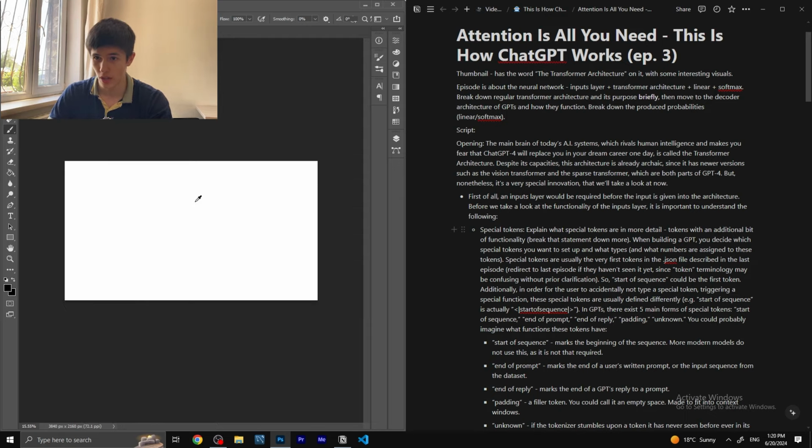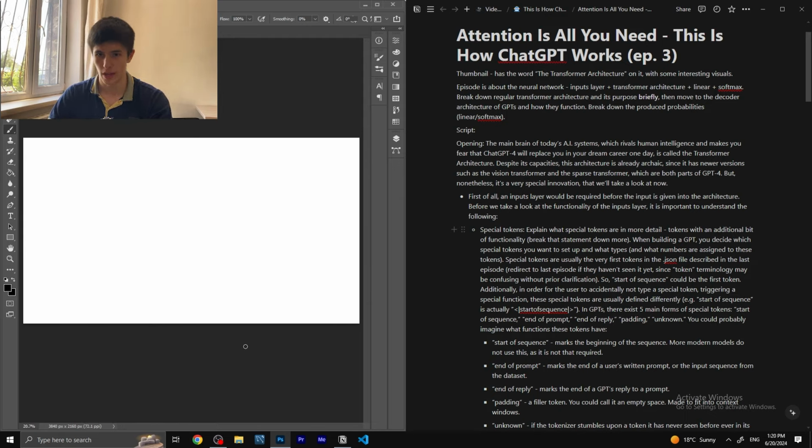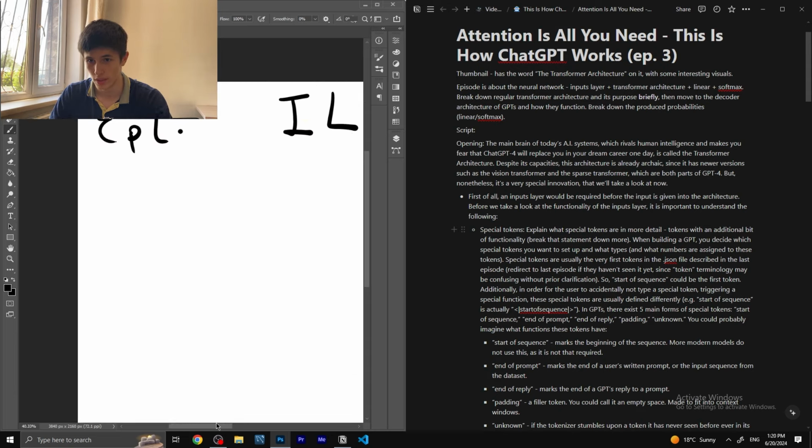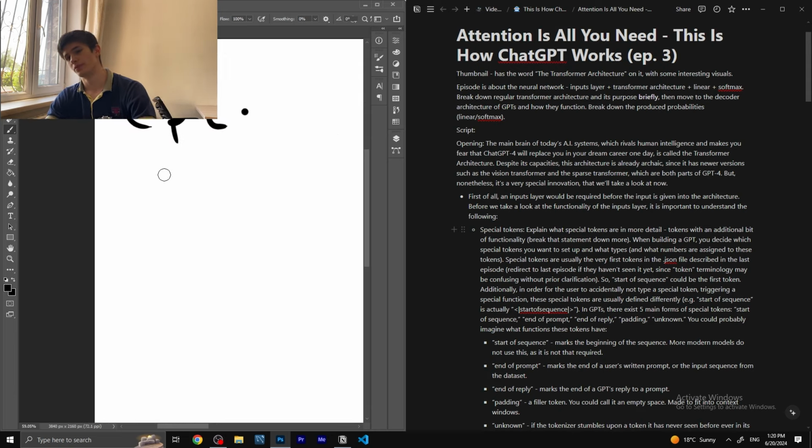Essentially, I will break this little notepad into 3 sections. First we've got episode 2, then we've got the inputs layer, and then we've got the transformer architecture. Transformer architecture is probably going to be the biggest one, so I'll make some more space for it, but you don't know fully, so we'll see that later. So episode 2. Let's look at episode 2.